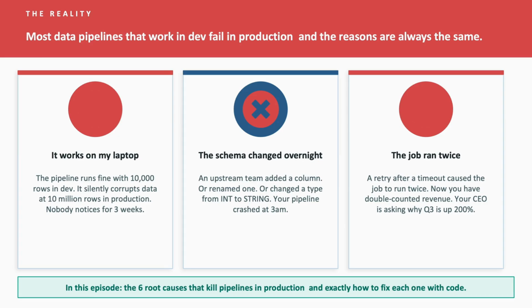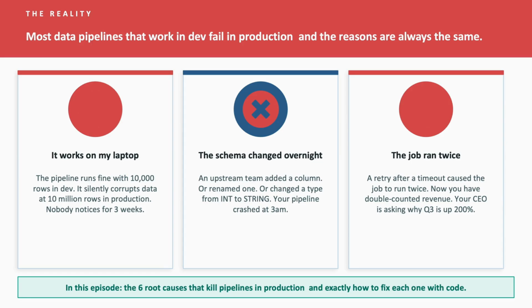The card 2, the schema changed overnight. An upstream team renamed the column, changed the type from int to string, added a null field. Your pipeline has no idea, so it crashes at 3 a.m. or worse, it does not crash at all and just produces null values.